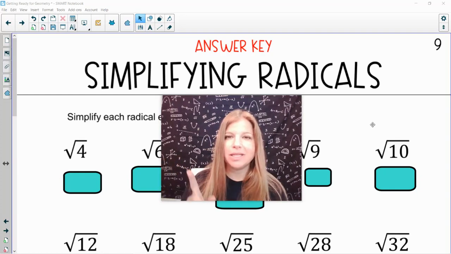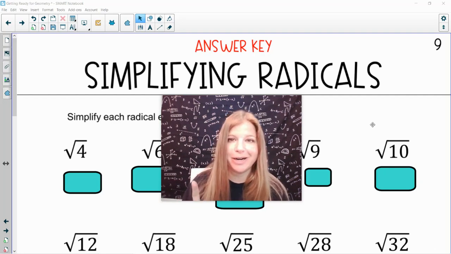Hey guys, one of the skills you learn in Algebra 1 is how to simplify radicals. And this skill gets used throughout geometry the entire school year. So we need to be really good at it. And before we're really good at simplifying radicals, we have to make sure we know our perfect squares.